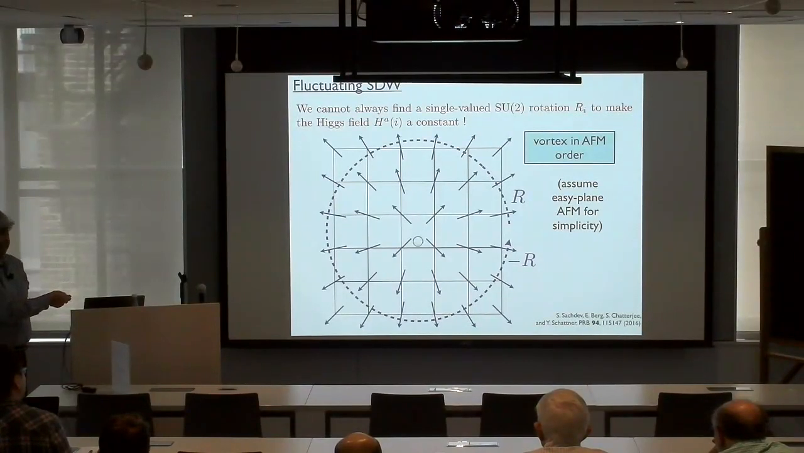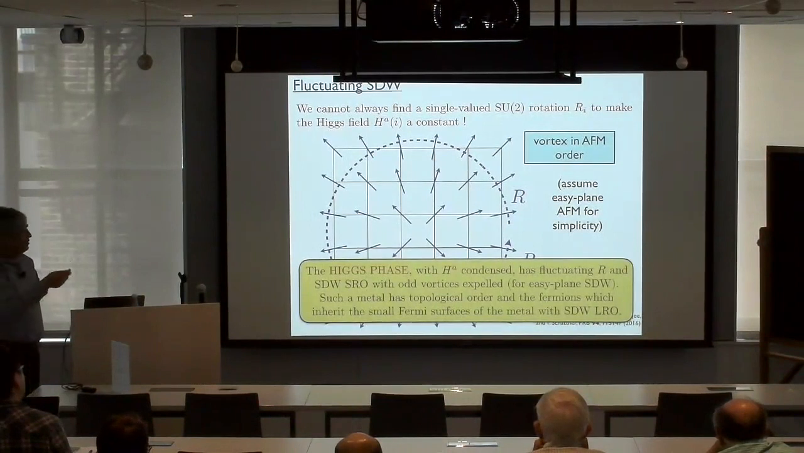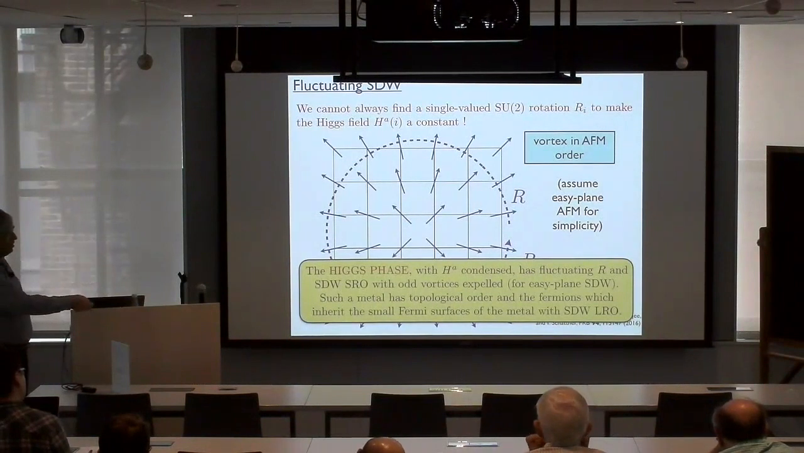But you can see I can have double vortices, no problem. R will come back to R. So that's the sneaky reason I talked about double vortices. So therefore, this Higgs phase where H is locally constant, but the orientation of the order parameter is fluctuating, is a phase in which such vortices cost energy.